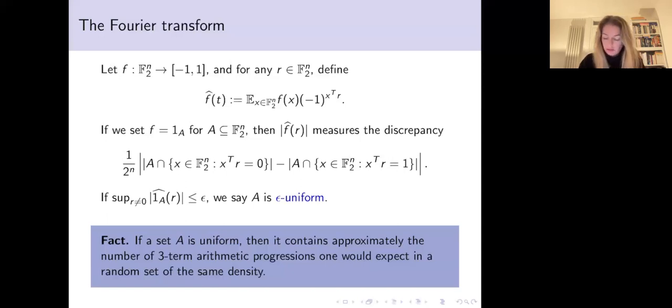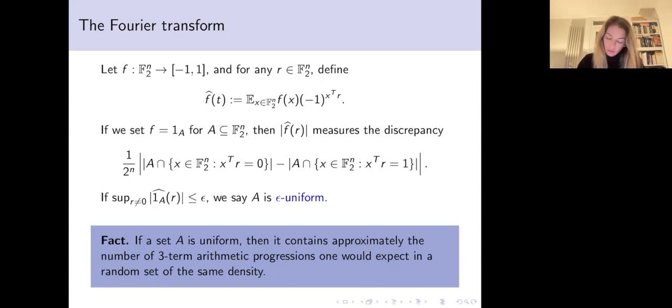Now you might ask, all right then, if the set A looks random in this sense, and I can count structures such as three-term arithmetic progressions, what if it is not random looking in this sense? Well, by definition, it will have a large Fourier coefficient, and we can use the information contained in that large Fourier coefficient to extract some structural information about the set A. I'm not going to explain exactly how that is done, because I want to jump straight to the output of that process.